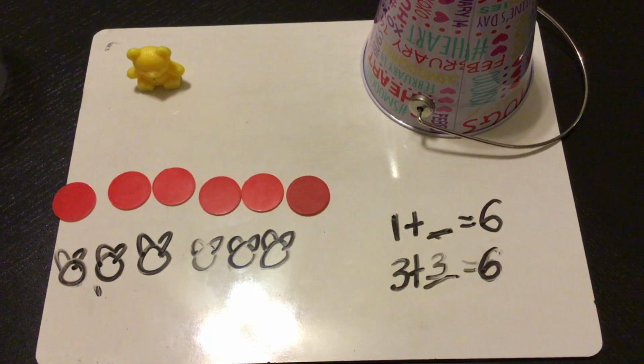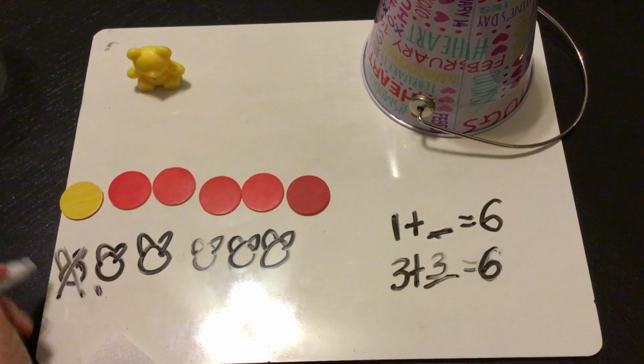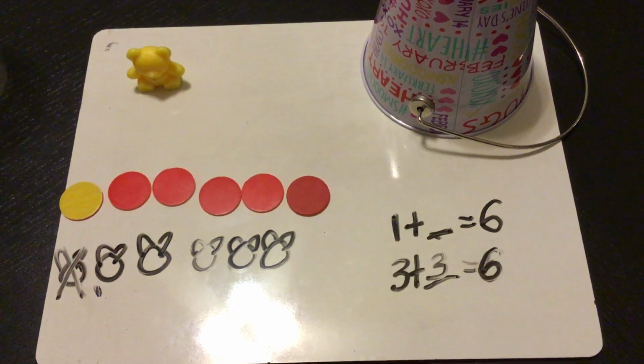So we've got to figure out how many are in the cave. We know where one of them is. So we can flip over 1 chip, or we can cross out one of our picture bears. And how many bears are left? You figured it out? Can you fill in your addition sentence? I'll give you a minute.